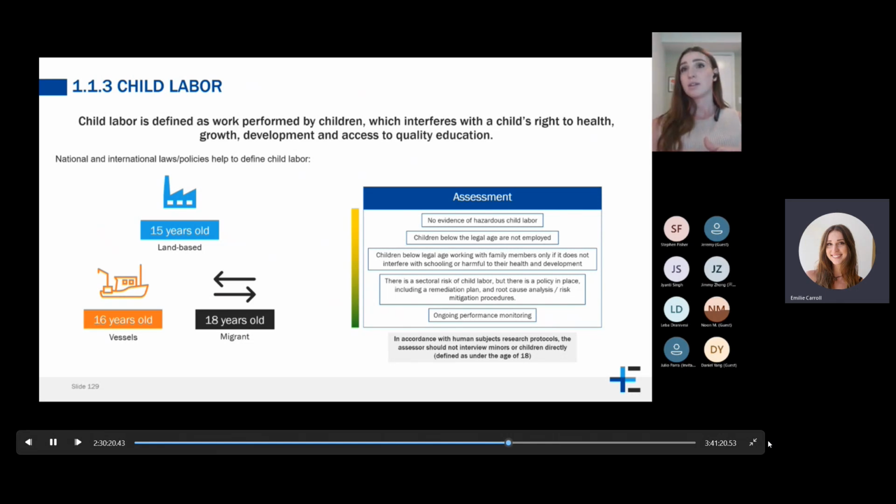It's also recommended in accordance with human rights or human subjects research protocols that assessors don't directly interview minors or children, so people under the age of 18.